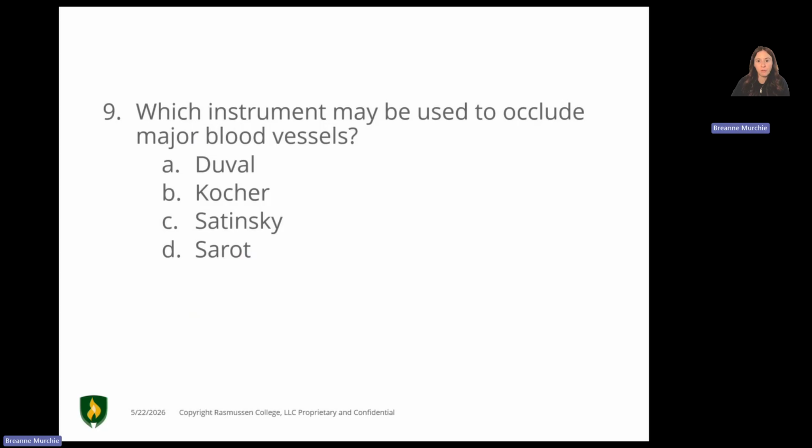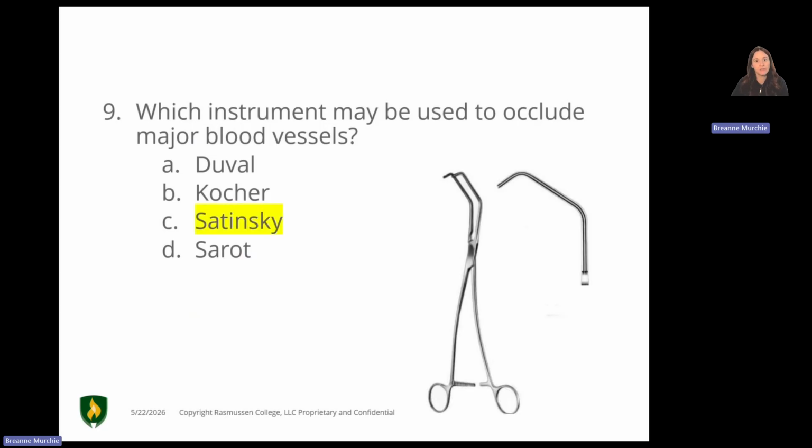Number 9, which instrument may be used to occlude major blood vessels? You are going to use a Satinsky clamp. This is an atraumatic angled clamp commonly used for occluding the vena cava or other large blood vessels.